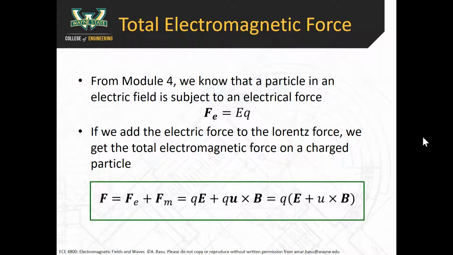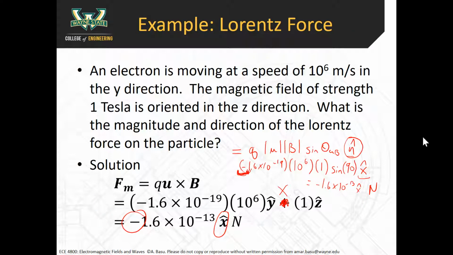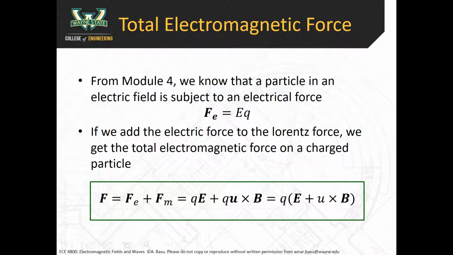All right, good. So now we can look at the total electromagnetic force. The total electromagnetic force is nothing more than just the electric force plus the magnetic force. We just figured out what the magnetic force was. That's the Lorentz force. And just remember from Module 4, we just talked about it, that the electric force is equal to E times Q. So if we add those up, we want to find the total force on this moving charged particle. Some of it is the electric force, some of it is the magnetic force. You just add the two up.